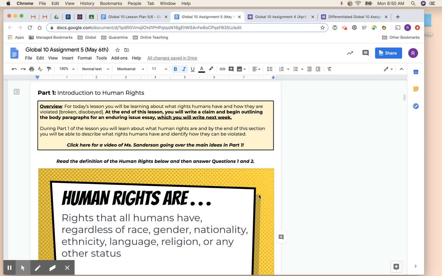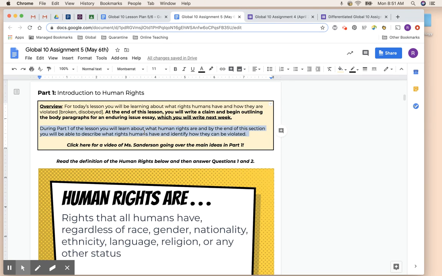All right, so you've made it to part one, the introduction to human rights section. Just as an overview, it says here for today's lesson, you will be learning about human rights, or what rights humans have, and how they're being violated. To be violated means to be broken or disobeyed. At the end of this lesson, you're going to be writing a claim that's going to help you outline body paragraphs for an enduring issue essay.